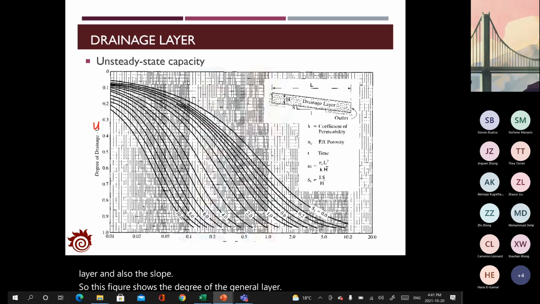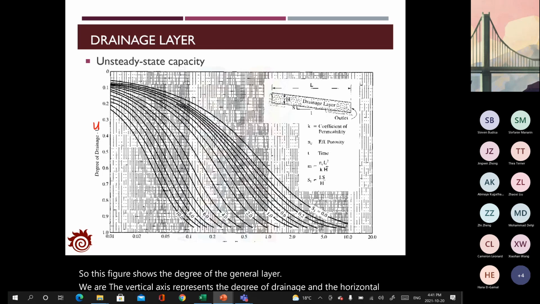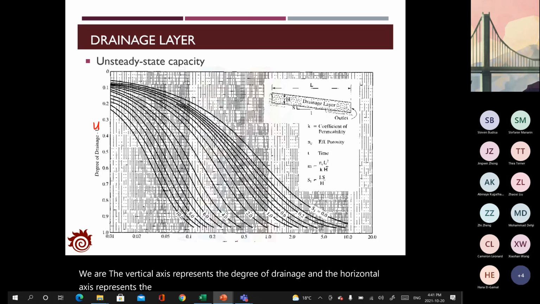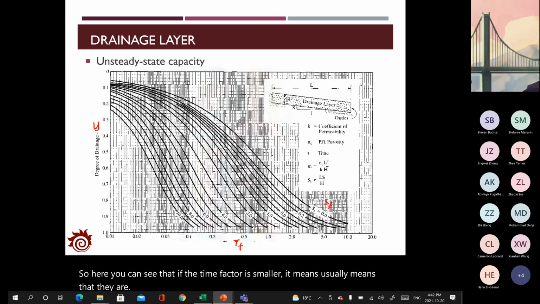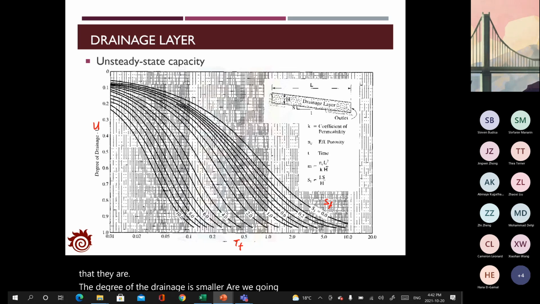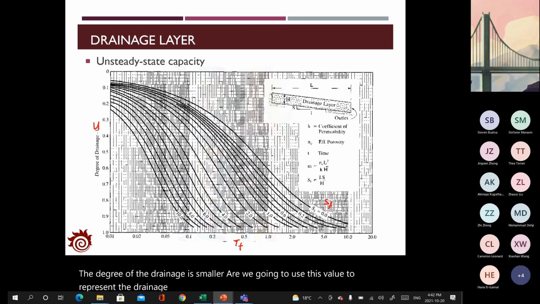So this figure actually shows the degree of the drainage, where the vertical axis represents the degree of the drainage, and the horizontal axis represents the time factor, which would be capital TF. Each line represents a slope factor. So here you can see that if the time factor is smaller, it usually means that the degree of the drainage is smaller. We're going to use this value to represent that the drainage system has better performance.